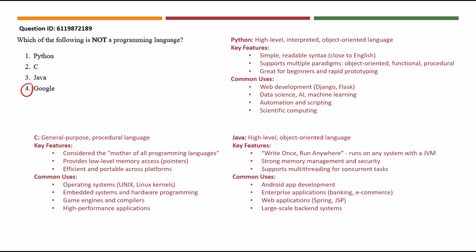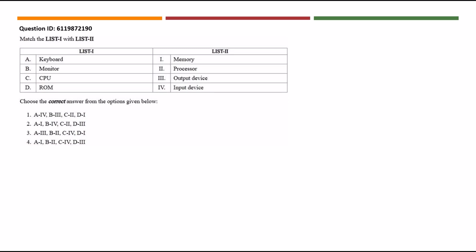It's used for Android application development, enterprise application like banking and e-commerce, web applications using Spring and Java server pages, large-scale backend systems. So all these three, Python, C and Java are programming languages. I thought I can just give a short summary on all the languages. Google is a company and not a programming language. Next question.